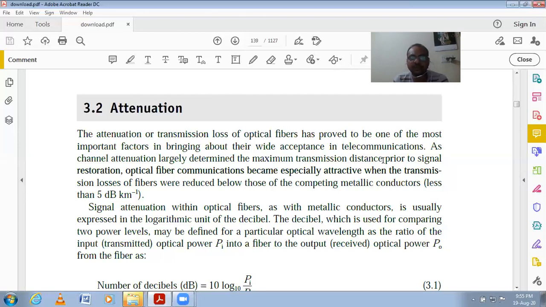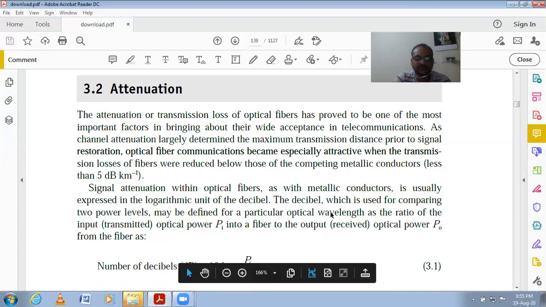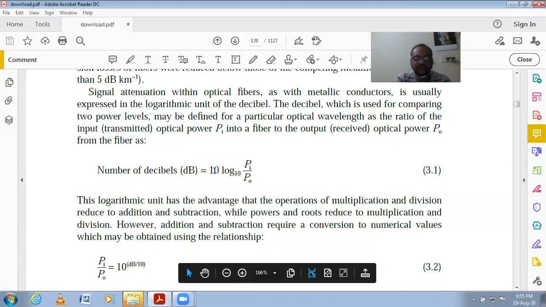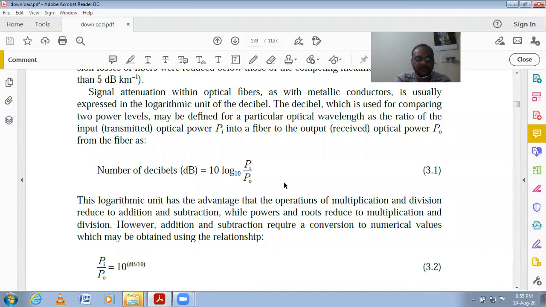Right? So the signal attenuation in optical fiber is defined as the ratio of input power to the output power. But it can be represented in decibels. In decibels, we take the logarithm. This is the logarithmic unit of decibel. We can express the attenuation as 10 log10 of Pi upon Po.